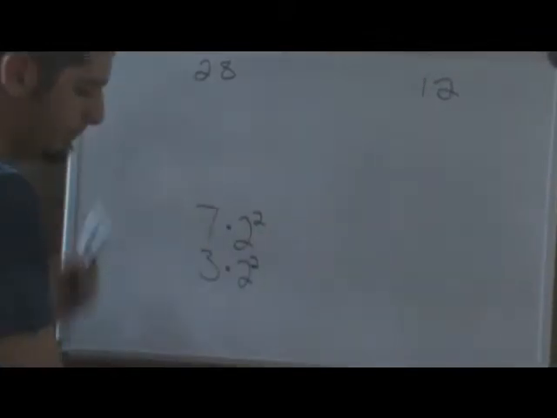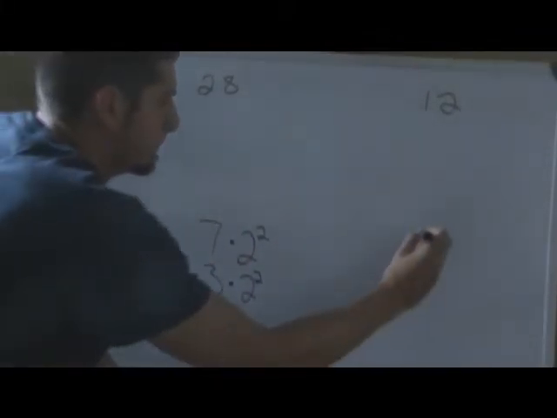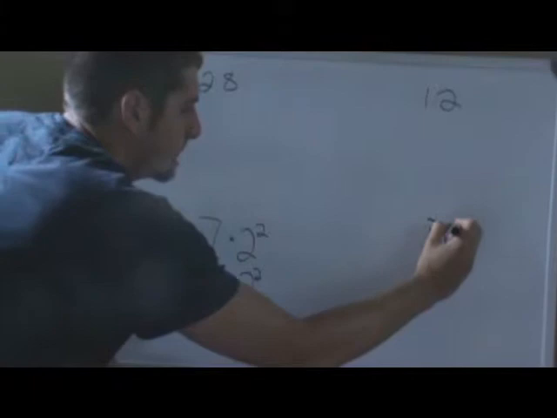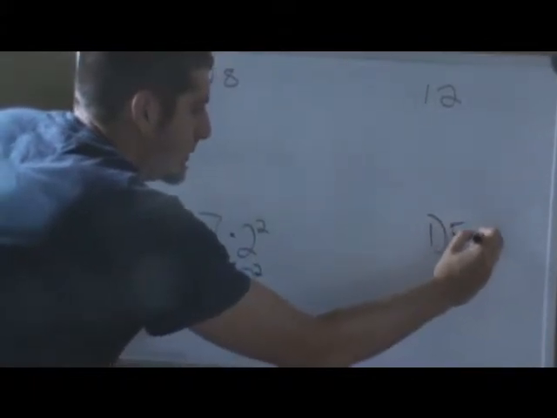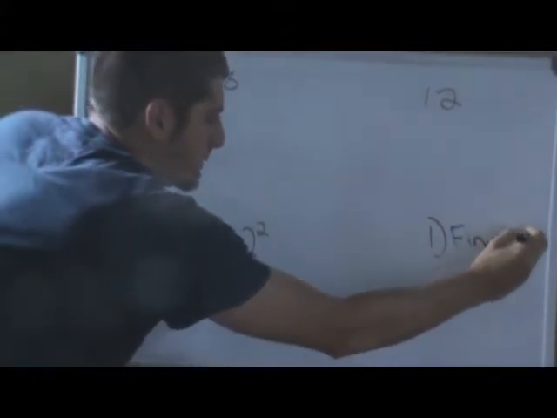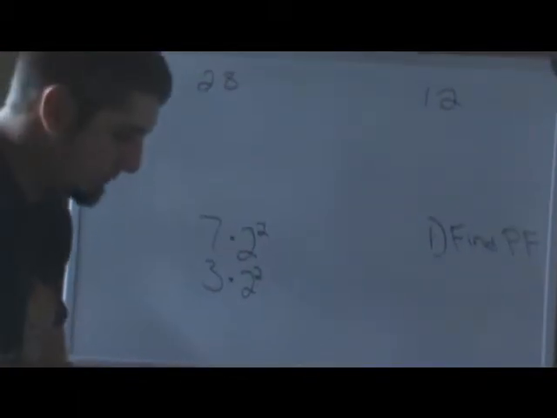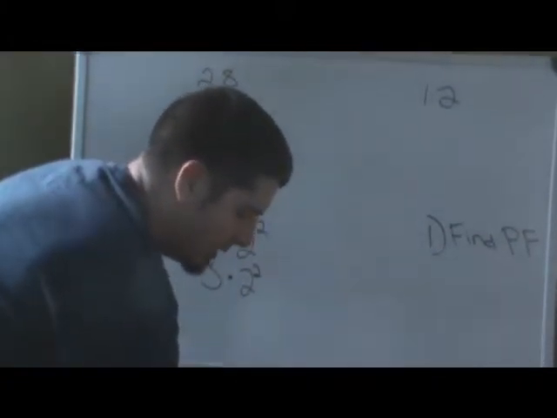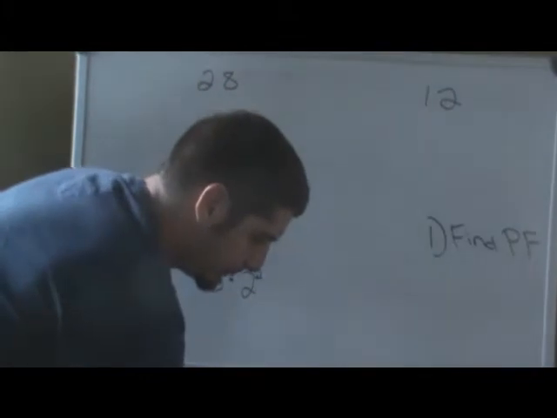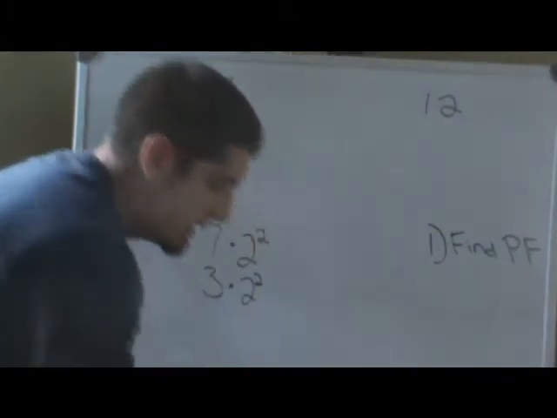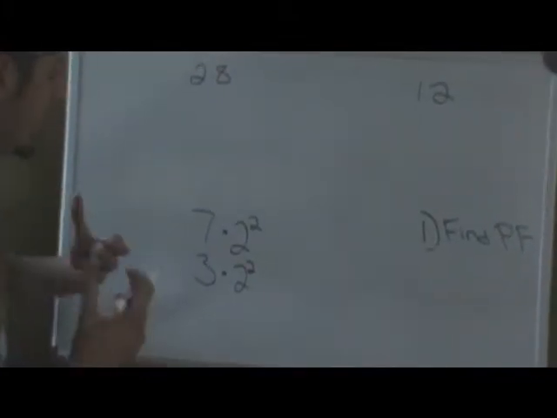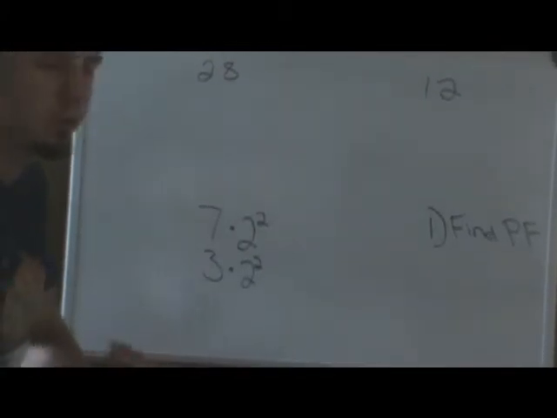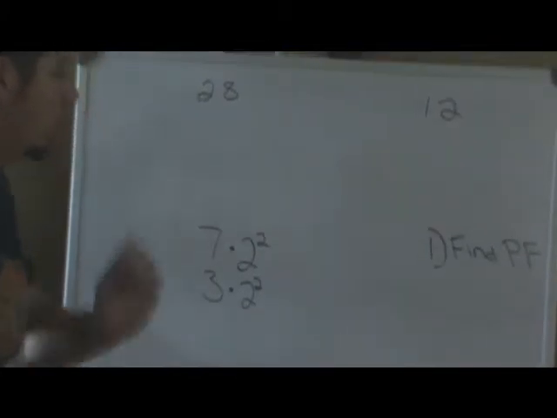So step one to finding the LCM of two numbers is to find the prime factorization of those two numbers. Step two is going to be to find out all of the individual factors. Okay?